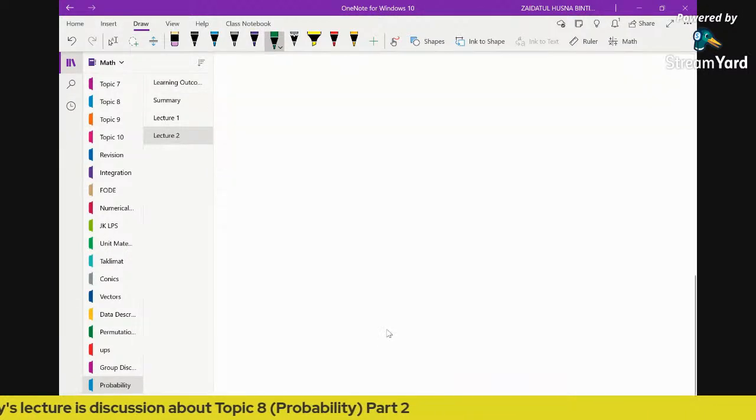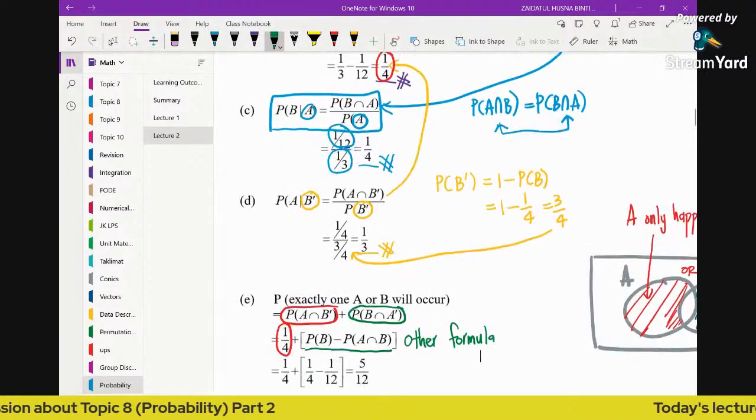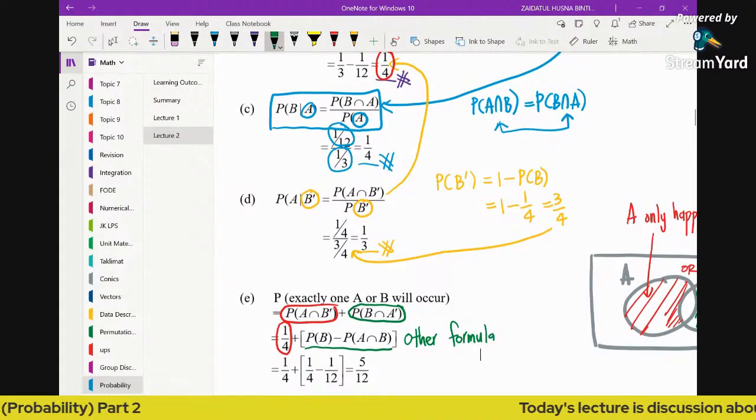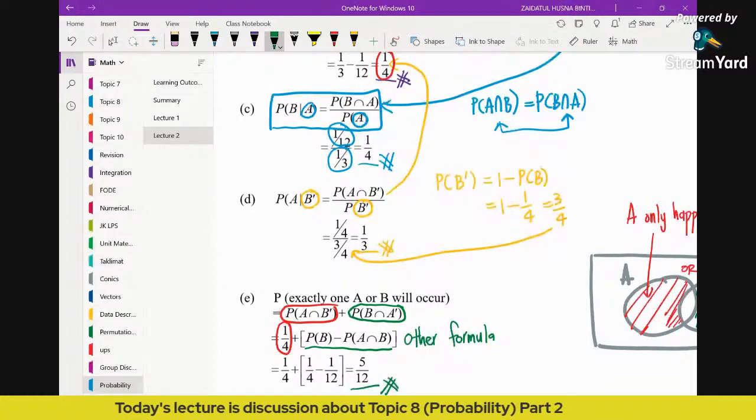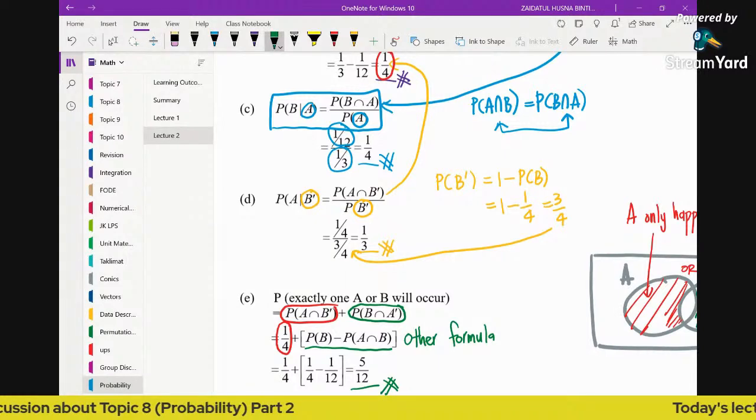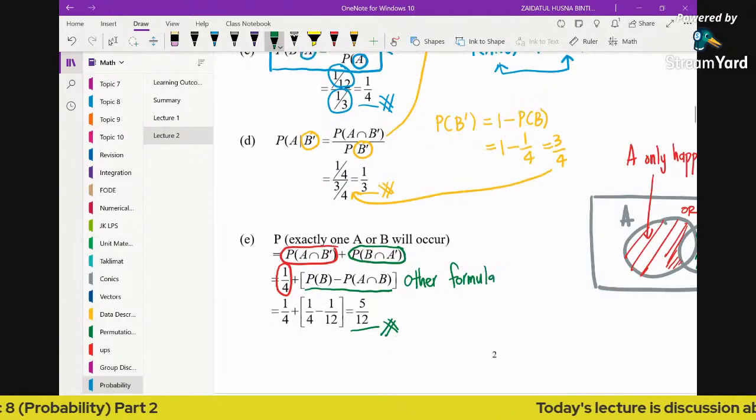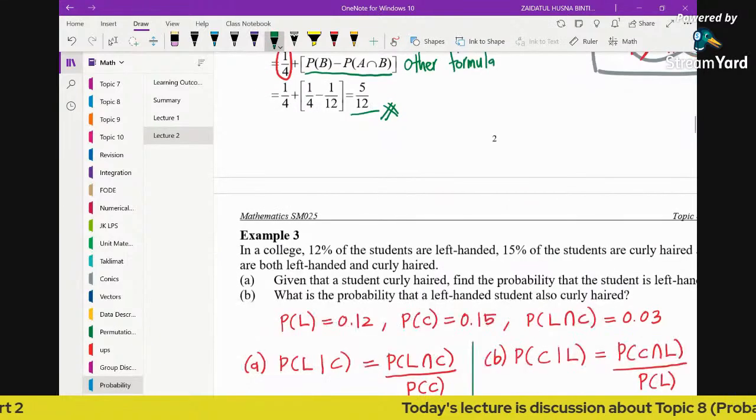So the probability of B intersect A prime will be the probability of B minus the probability of A intersect B. So we just substitute the values and this is the answer. All right, so that is how we find conditional probability. Let's see the next example.